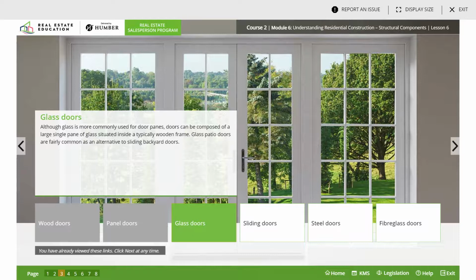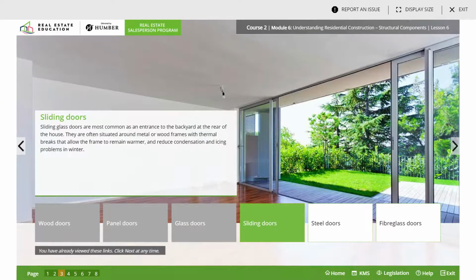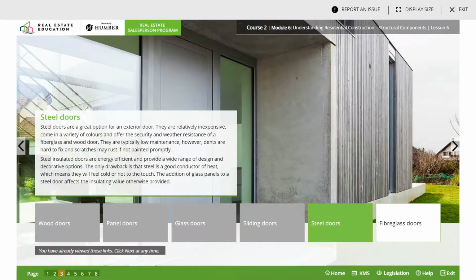Doors can be composed of a large single pane of glass situated inside a typically wooden frame. Glass patio doors are fairly common as an alternative to sliding backyard doors. Sliding doors are most common at the entrance to the backyard, often situated around metal or wood frames with thermal breaks that allow the frame to remain warmer.